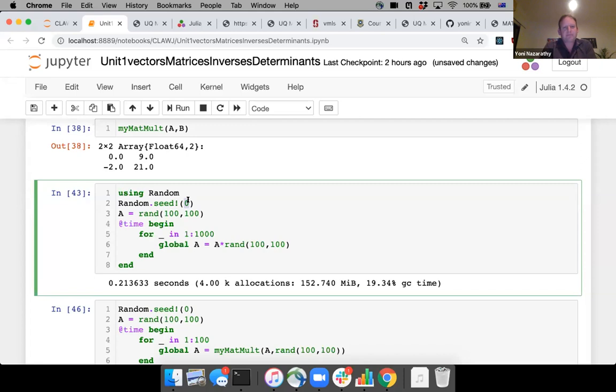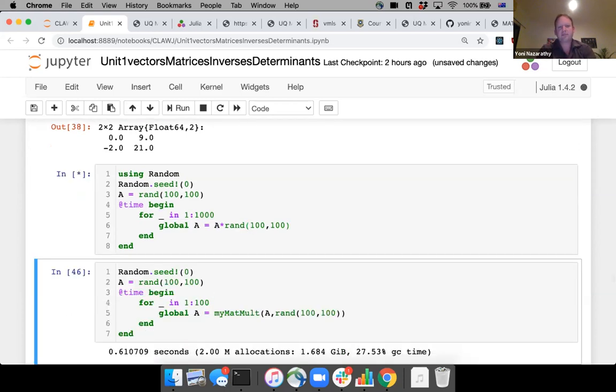for reproducibility, okay? So I'm starting here with the matrix A, and then look, I'm wrapping up this code in this time macro. Basically, it's gonna time how long it takes this thing to run. So I'm gonna do 1,000 iterations. This global keyword is simply because A is like a global, not critical. And it's gonna say A is what it was before times a new random matrix. Okay, so I'm gonna multiply 100 by 100, 100 by 100, 100 by 100, 100 by 100, like that, okay? Run this thing, let's run it.